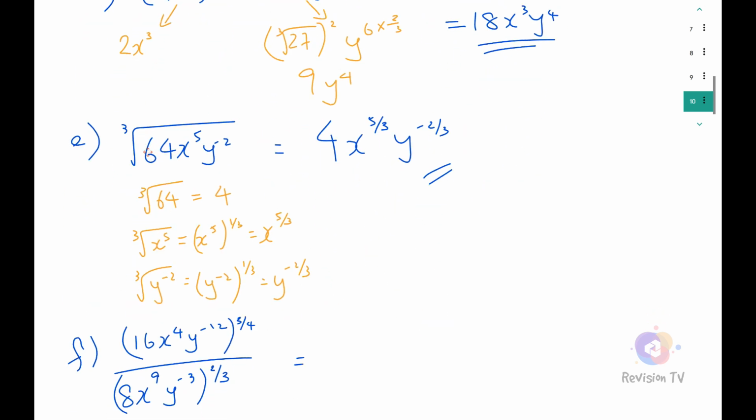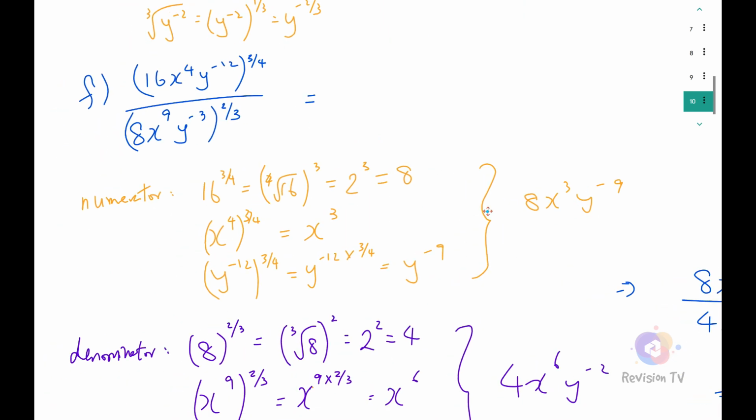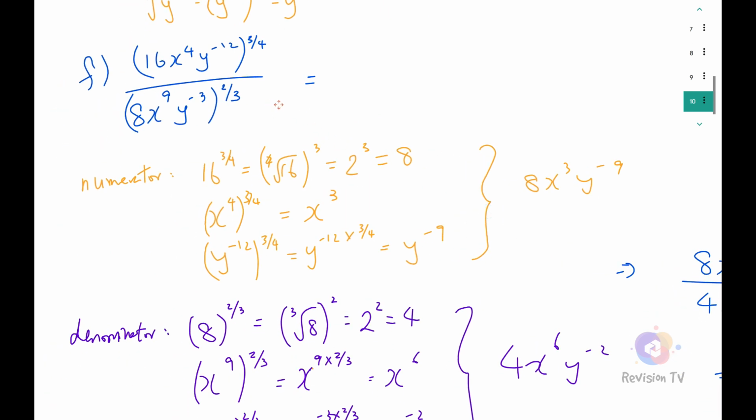E. Cube root of 64 is 4. Cube root is the same as power of a third, so 5 times a third is 5 over 3. Y to the power of minus 2, to the power of a third, is y to the power of minus 2 over 3. So put them together. That's your answer. Now for F, you've got a big, chunky fraction.